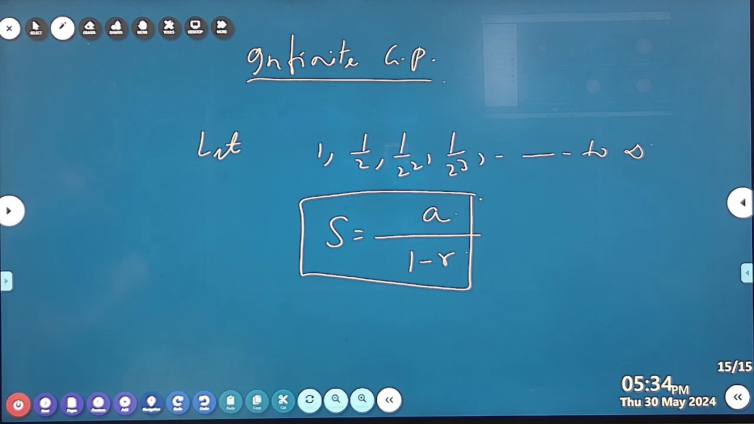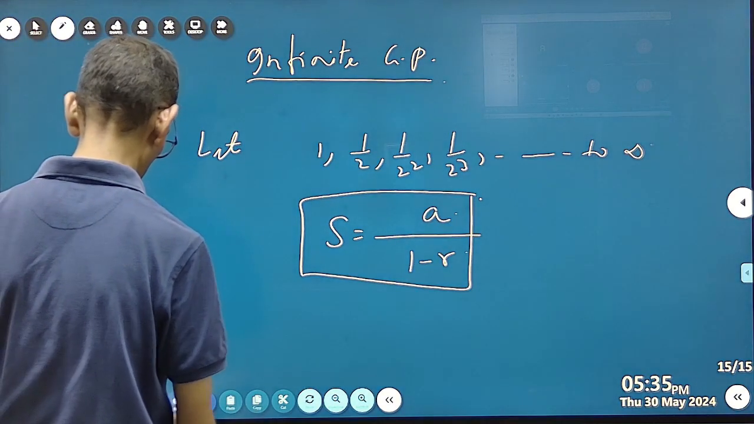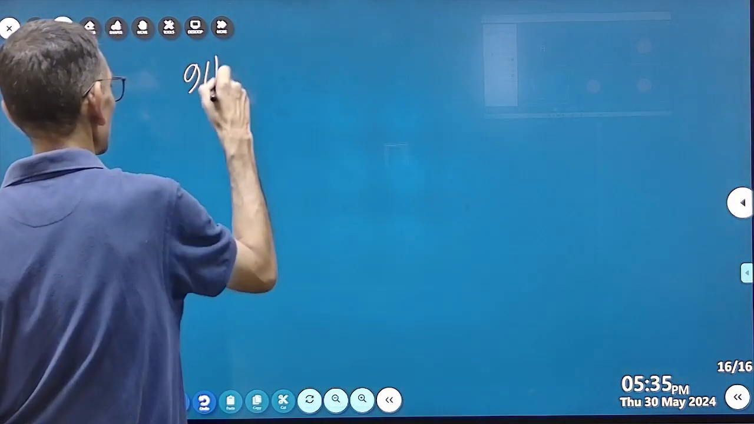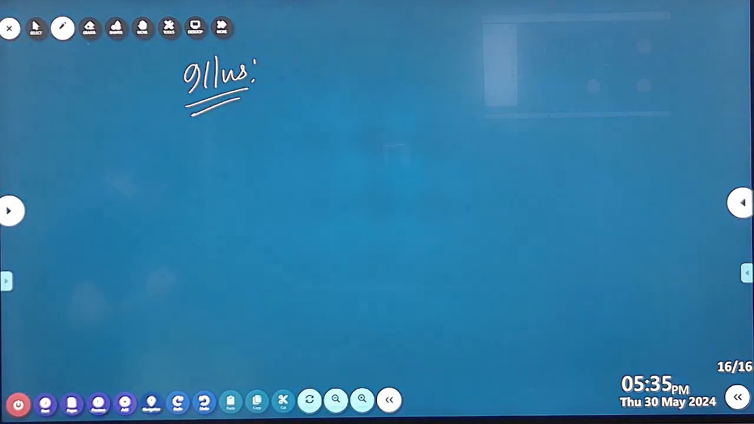First term and 1 minus R, right? Okay. Now let's start. Illustration 52. Find the sum of the first 9 terms of the sequence 5, 10, 20, 40. Okay. So let's start illustration 52.